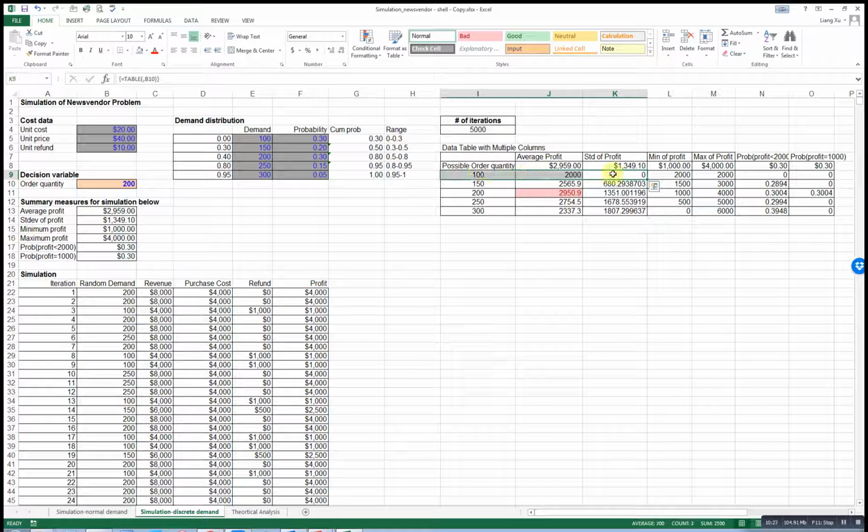So if you order 100, you can always sell them. It's the least risky one, but you basically sacrifice some profitability, because if you order 100, sometimes you have high demand but you could not satisfy it. So you're willing to take some risk and order more than 100, and in exchange you get this amount of profit. So that's the idea for this problem.